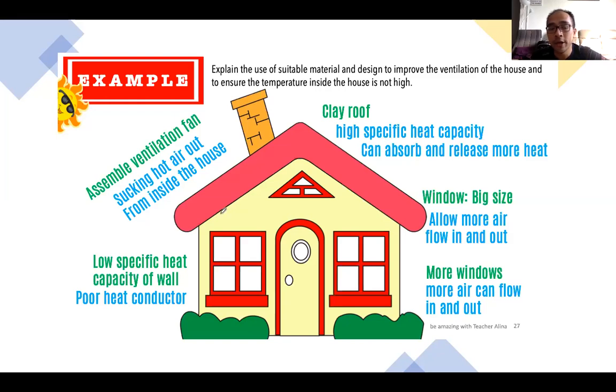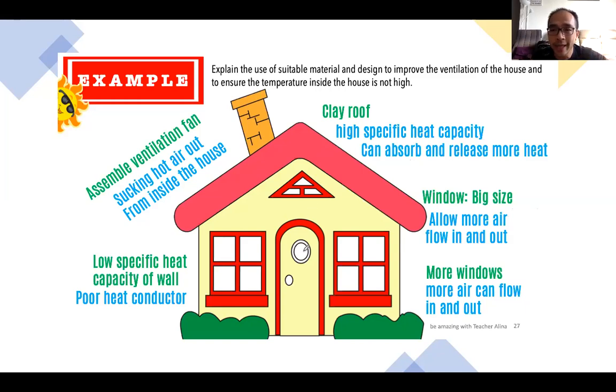Okay, a very common one that we see is zinc roof lah. Atap zinc. Kalau atap zinc kan, the problem with zinc is that it has a low specific heat capacity. Low specific heat capacity is not good because dia akan menjadi panas dengan lebih cepat. Dia tidak mampu untuk menyerap haba yang banyak. So the haba will go into the house.